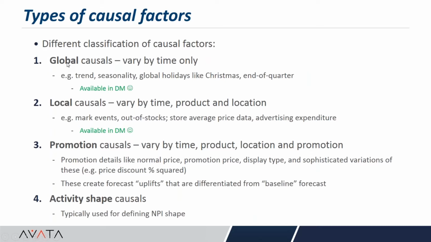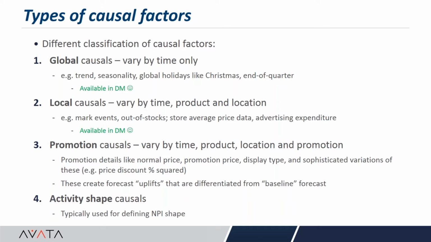So the simplest kind of causal factor, used all the time, is global causals. They're simple because they vary by time only, meaning that in the back end of Demantra there's a table called inputs, and it holds a whole bunch of standard causals, such as seasonal causals, called D1 to D12, which you might have heard of before, trend, and other things like global holidays like Christmas and Thanksgiving. Those are some of the ones that are out of the box, and you can also create your own, such as an end of quarter effect.